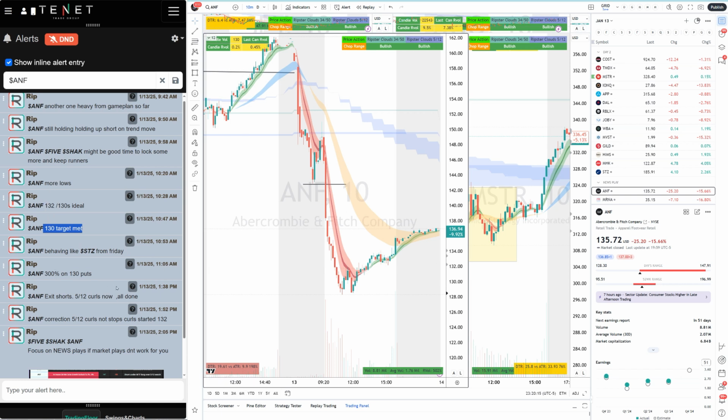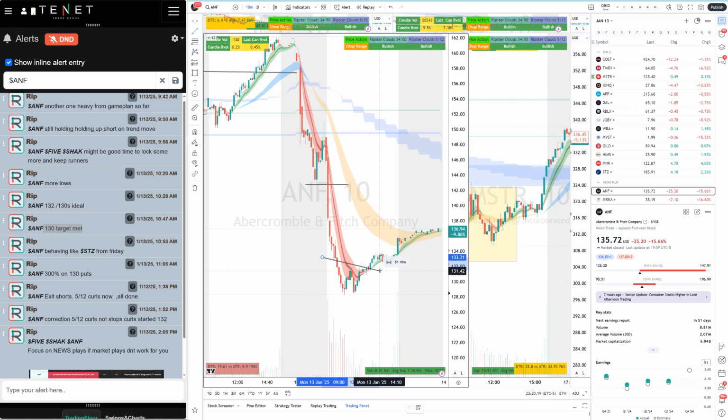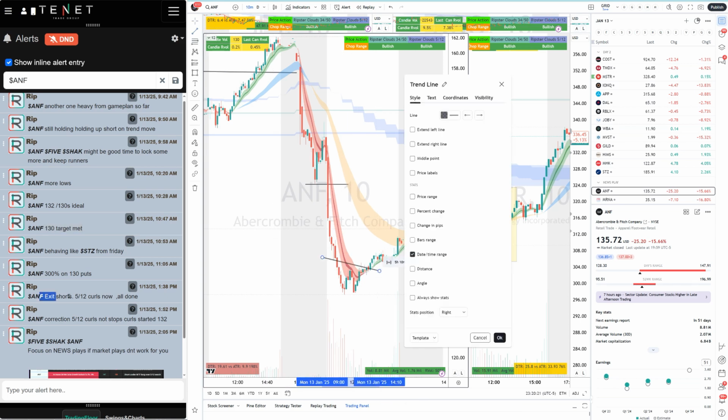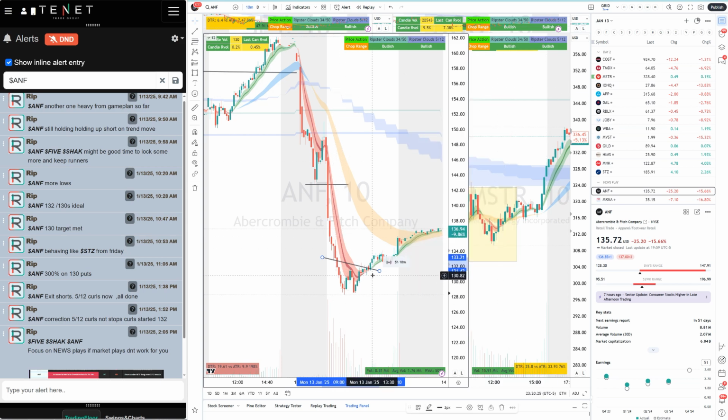Even after that, I told them to hold a little bit, runners, and then ANF curled, and you can see that I told everybody to exit the shorts right when it was curling, and you could long that as well, putting your stops right under here. You could draw a nice little pattern here as well when ANF was curling, and you could easily make like $2-3, but it did fail the curl a little bit, so it was a little choppy. But anyways, the huge trade was this short.